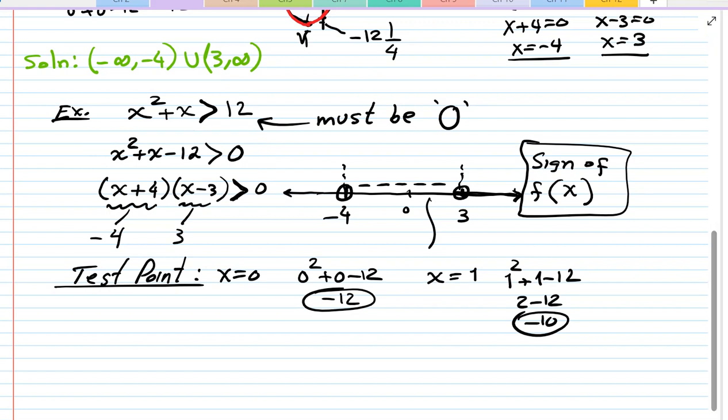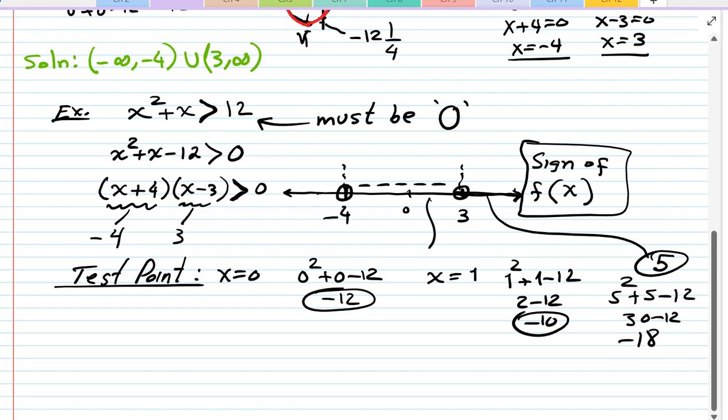This other test point, I'm going to choose something outside of 3. Let's say 5. I'm going to plug it in. So I'm going to get 5 squared plus 5 minus 12. That's going to be 30 minus 12, or positive 18. Again, the sign is what we care about. So I'm going to put plus plus plus here.